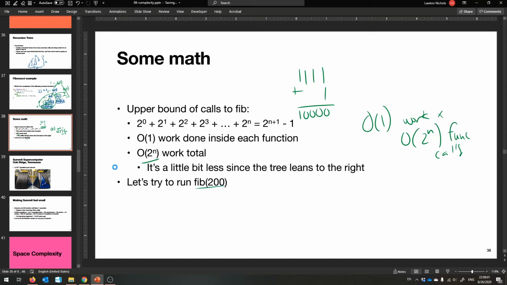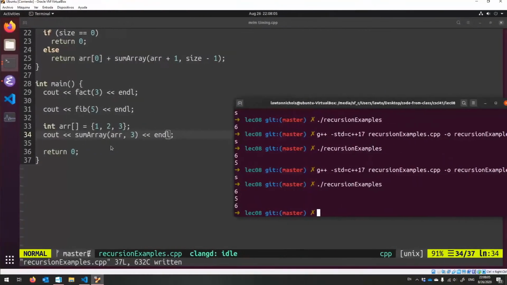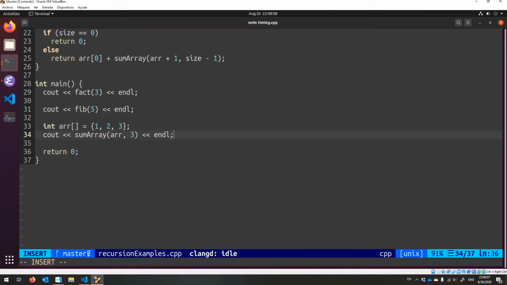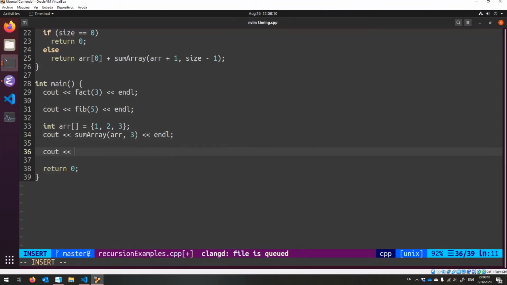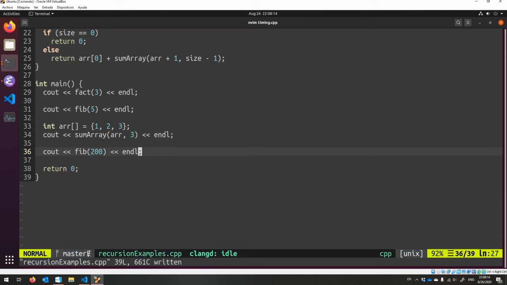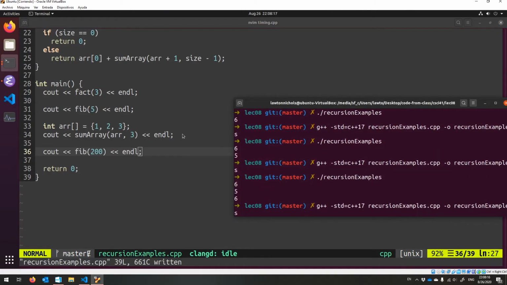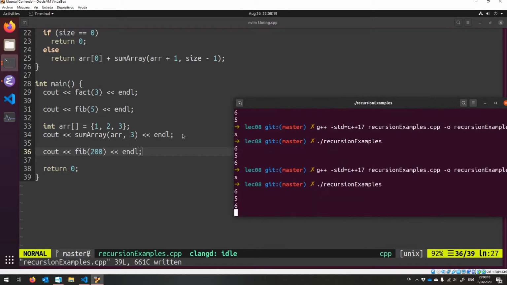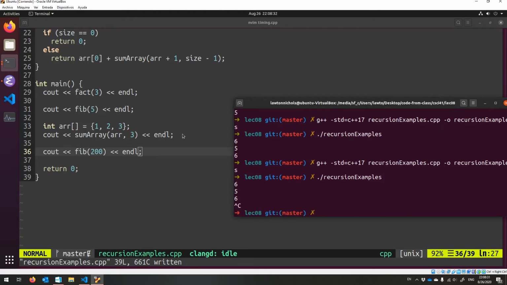Okay, so let me try and run fib of 200. Let me show you an exponential algorithm in the wild. I'll just wait here, get a sip of water. We'll be done soon, right? Well, I'm just going to kill this because the answer is no.